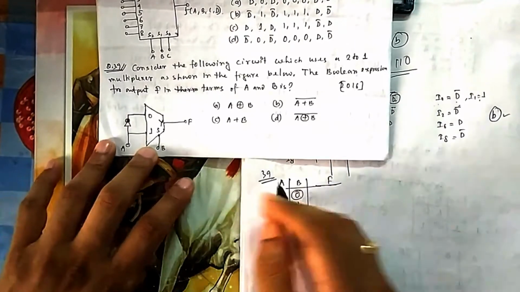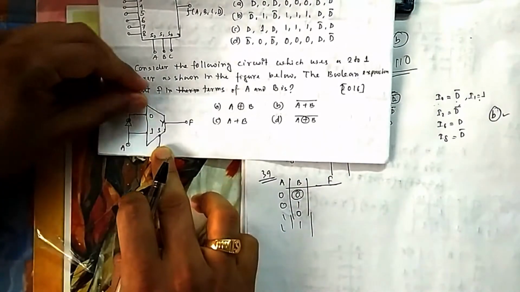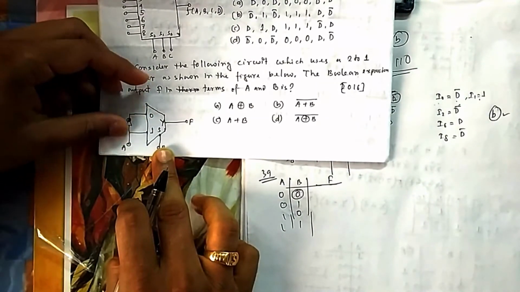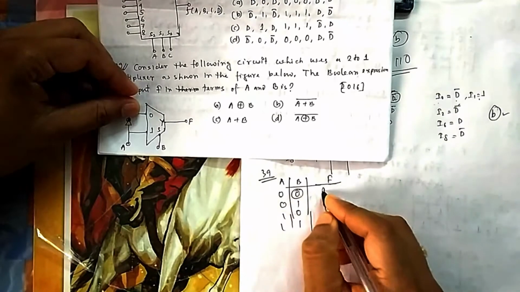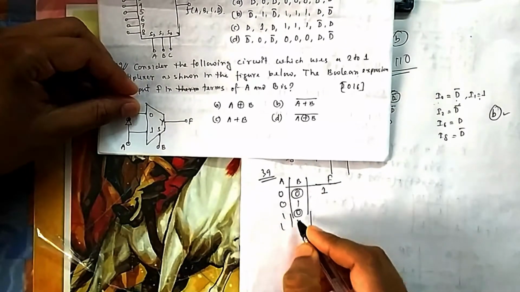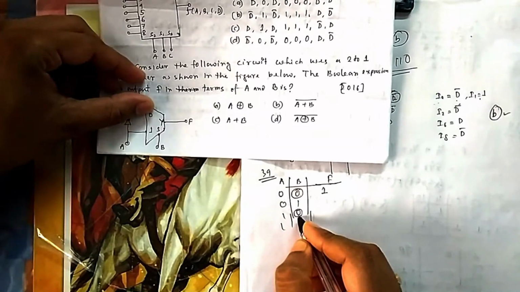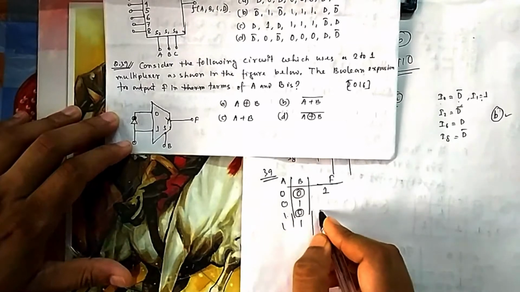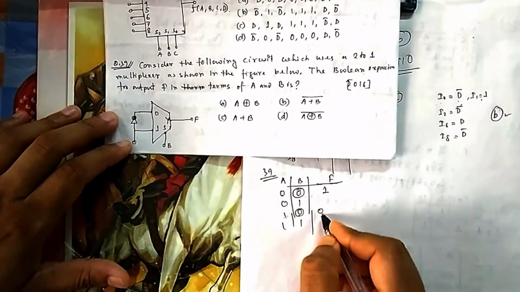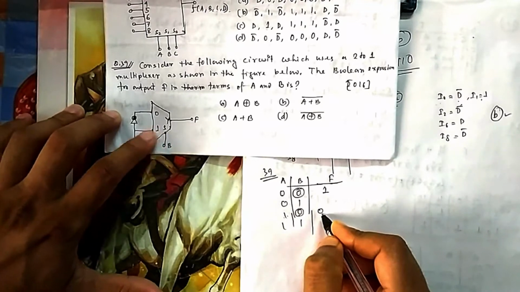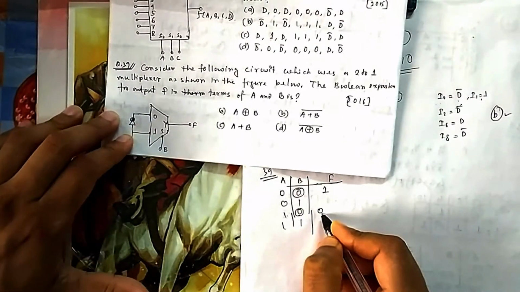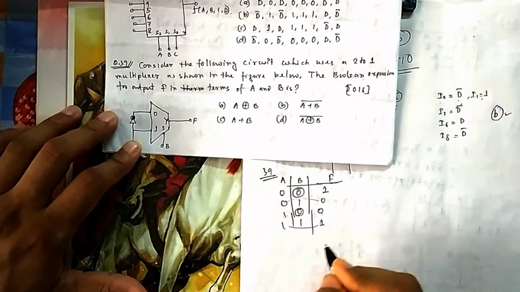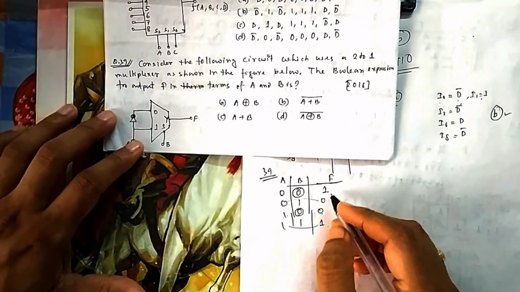So if B is 0, then which one will be selected? 0. So this line will be selected. This line is A bar, the complement of A. So whatever A is, the output will be just opposite to this one. If B is 0, then this line is selected, so whatever your A corresponds to, you will get the opposite of that. So here A is 1, so you will get that. If B is 1, then this line will be selected. This line means A. If B is 1, whatever A is, that will come. So now if you see, what is this one? This is X naught.